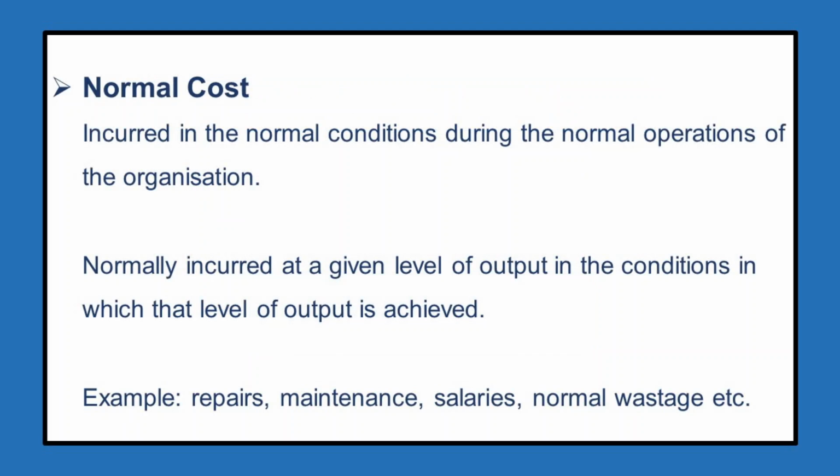Normal cost is incurred in the normal conditions during the normal operations of the organization. These costs are normally incurred at a given level of output in the conditions in which that level of output is achieved. Examples of normal costs are repairs, maintenance, normal wastage, etc.